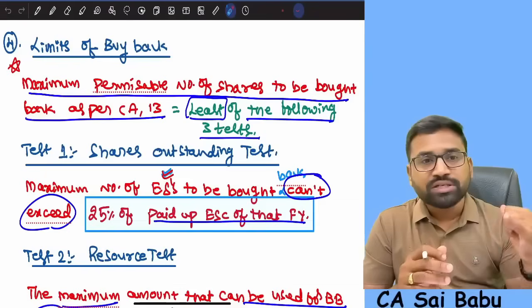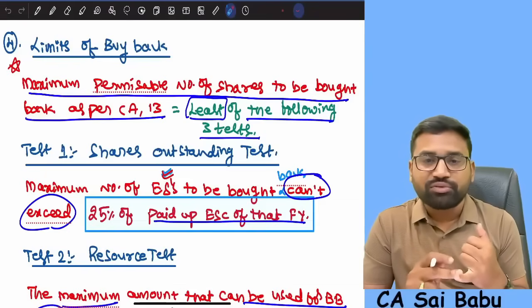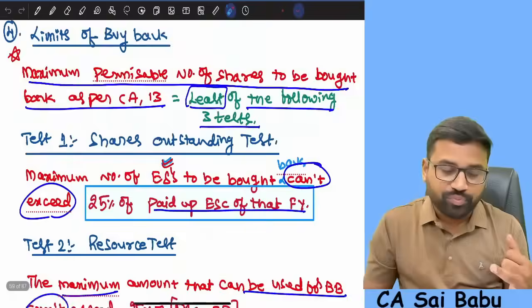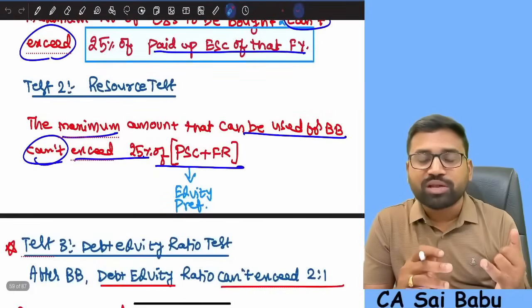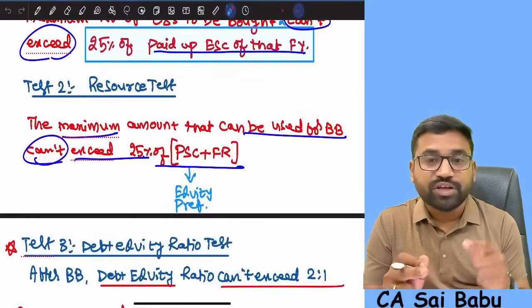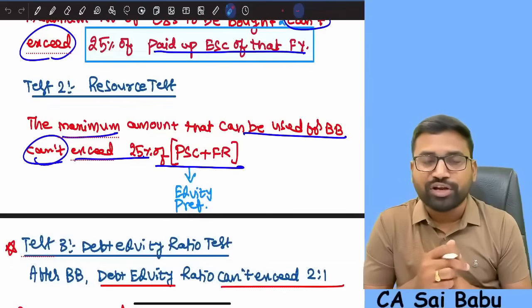First one is the shares outstanding test. The maximum number of equity shares bought back cannot exceed 25% of the total paid up equity share capital of that financial year. Resource test: the maximum amount that can be used for buyback cannot exceed 25% of the paid up capital plus free resources. Here, free resources including securities premium we need to consider.